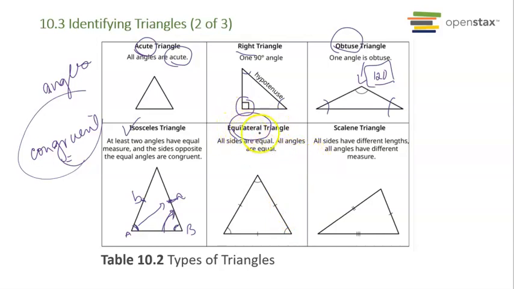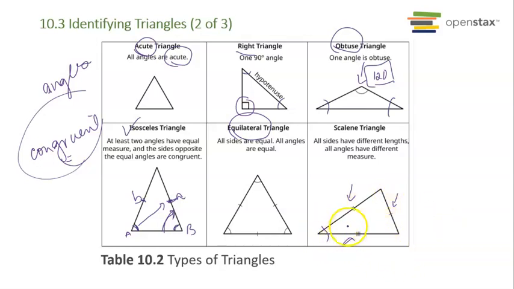Equi for equal, right? Lateral for the sides. It's also equiangular because all the angles are the same, but we call it an equilateral. If all the sides have different lengths, you can see this one has 1 tick mark, this has 2, this has 3. That means it's scaling. Everything's different. That also means all the angles are different.